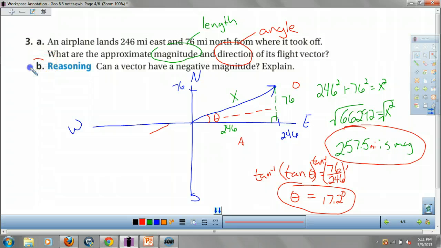Can a vector have negative magnitude? No. Distance is never negative. Okay? There's no such thing as negative distance. So no.